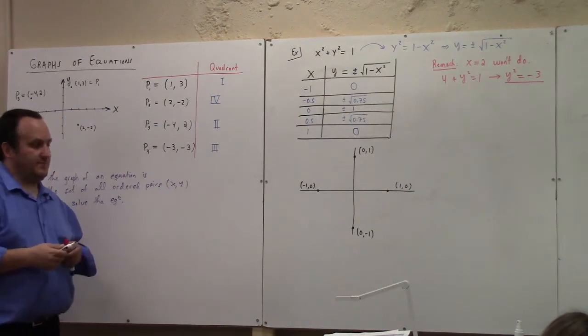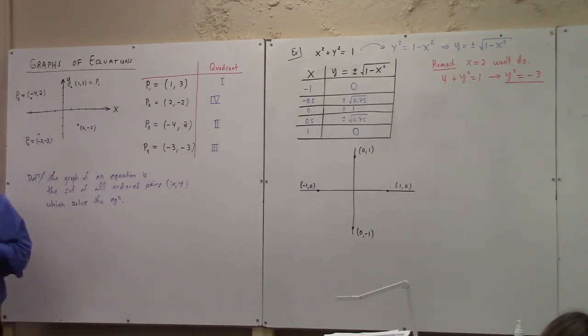So those are 4 points I can see from the table, right? And then I got the more interesting ones, right? Like at a half, it's at plus or minus the square root of 0.75. What is the square root of 0.75?